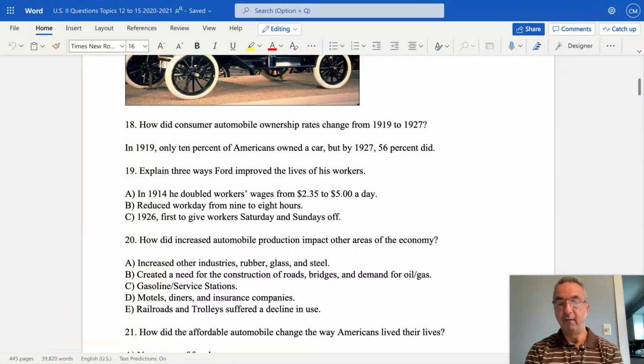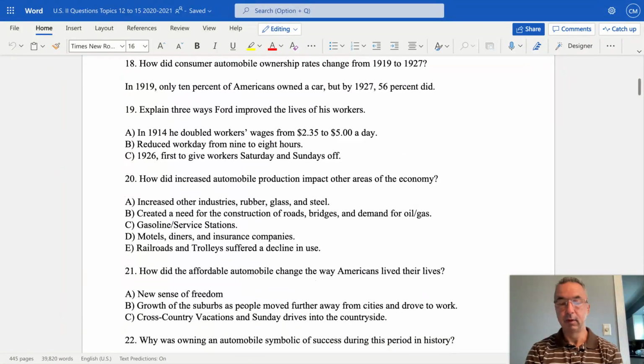21, how did the affordable automobile change the way Americans live their lives? Well, think about your own self. At some point in time soon, you might be getting your own driver's license, or maybe you have it already. So you might have a new sense of freedom. You don't necessarily have to rely on somebody else to take you from place to place. Also, we saw the growth of the suburbs during this period of time, as people didn't necessarily have to live in the inner cities. They can actually live a little bit further away from work. Cross-country vacations, Sunday drives into the countryside were all impacted by the automobile.